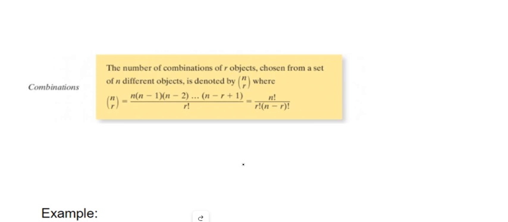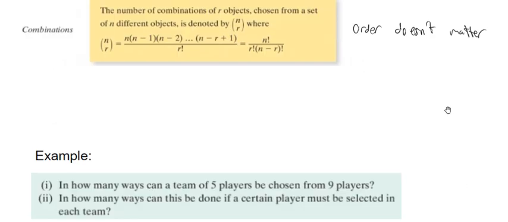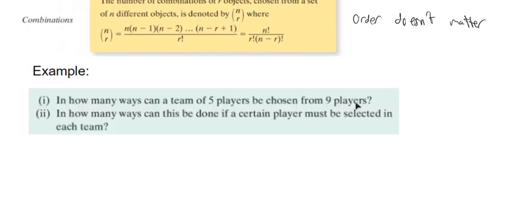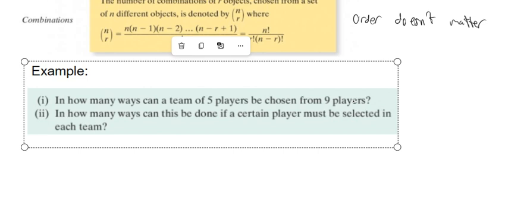Hi folks, this is a video about combinations. This is slightly different to permutations. With combinations, the order doesn't matter. So you end up having a lot fewer combinations of something than permutations. Let's see examples where we have to use combinations.